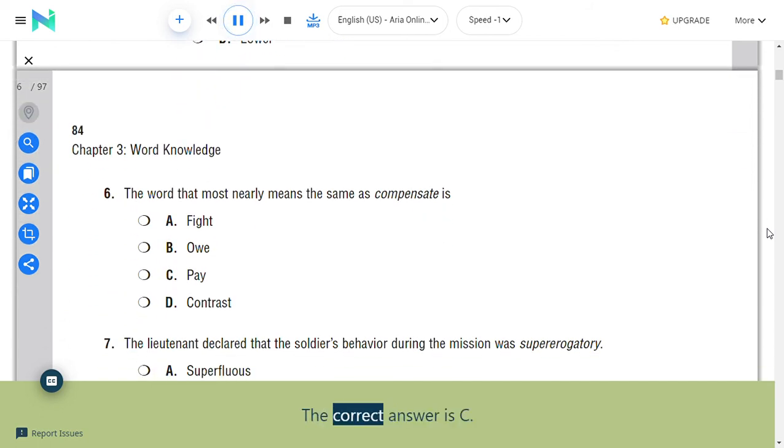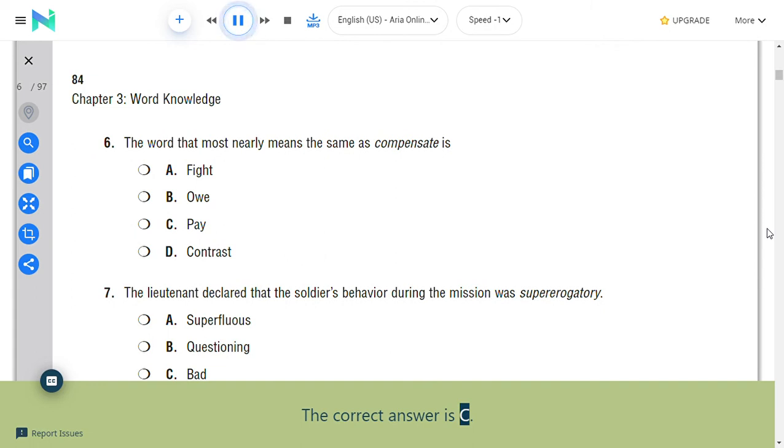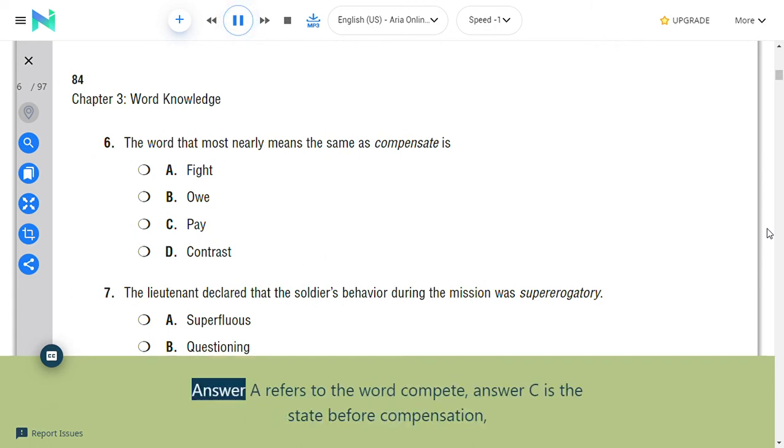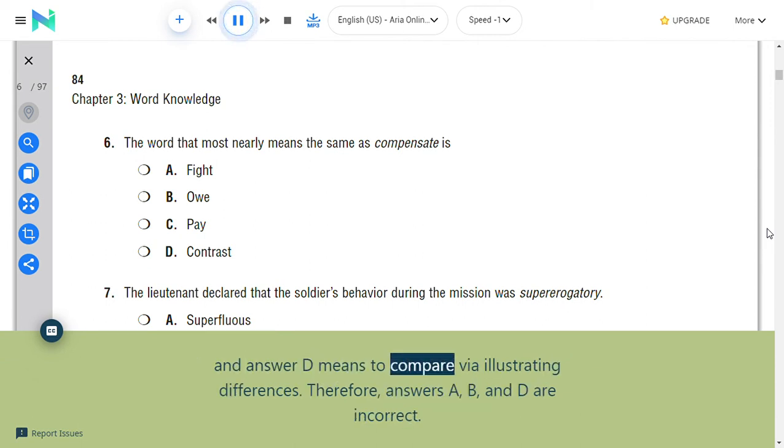6. The correct answer is C. To compensate means to pay another. Answer A refers to the word compete, answer C is the state before compensation, and answer D means to compare via illustrating differences. Therefore, answers A, B, and D are incorrect.